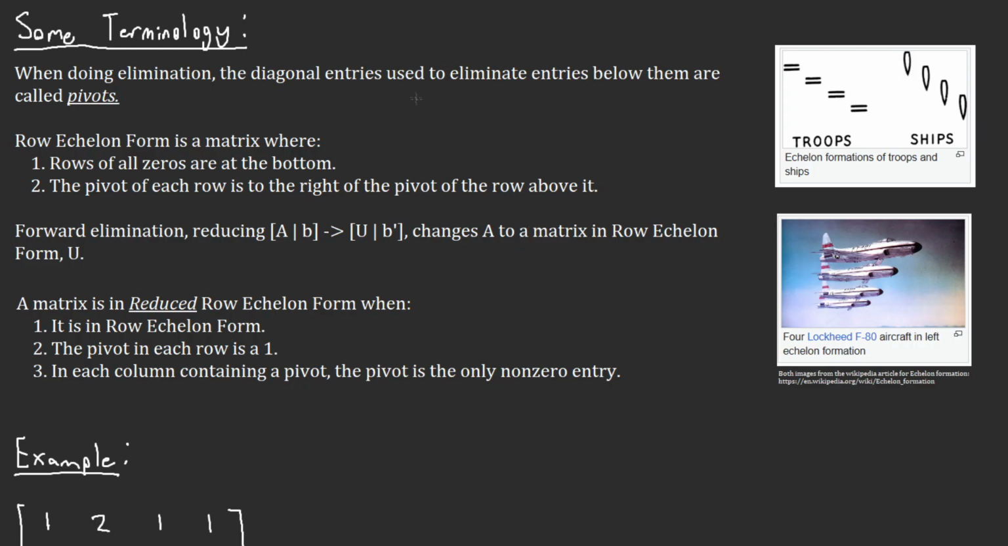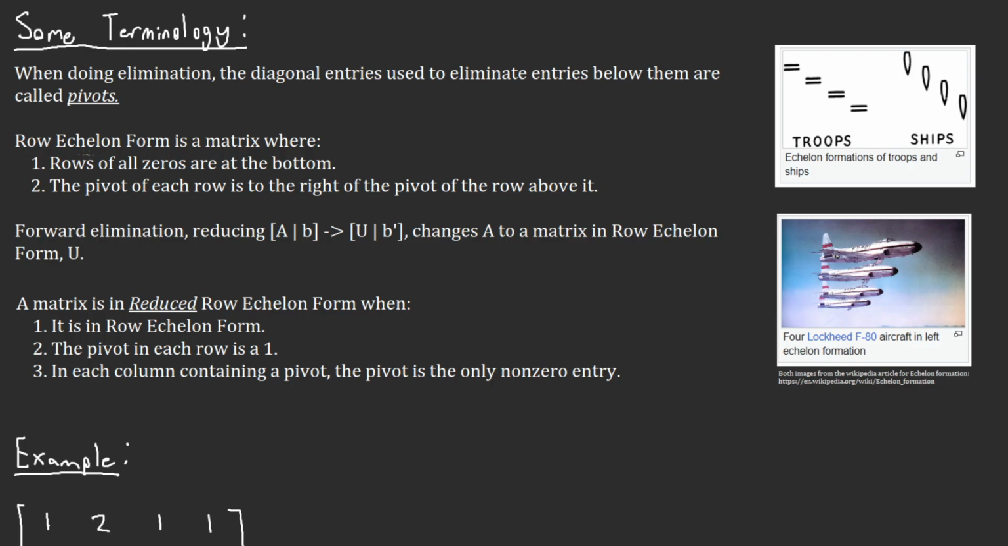I'm not exactly sure why they're called pivots. I couldn't find anything online about it. But I guess the idea is that when you're going through the process of elimination, one of those entries stays fixed, and you use that to eliminate the ones beneath it, so you're kind of pivoting around it. I don't know. That doesn't make as much sense, but these other ones make more sense.